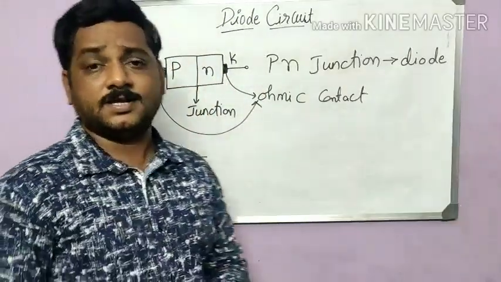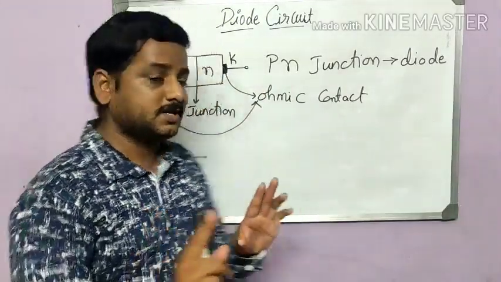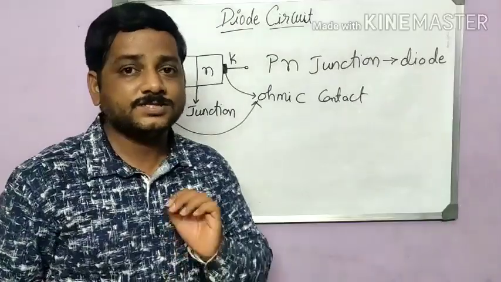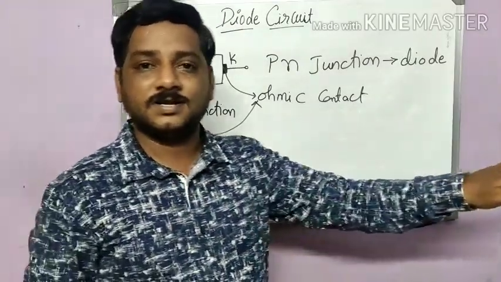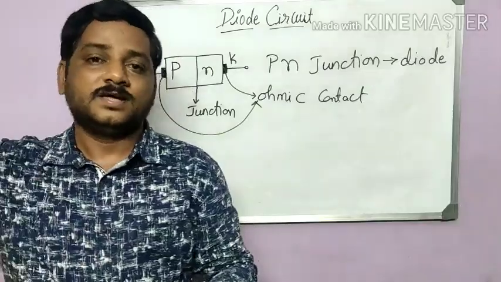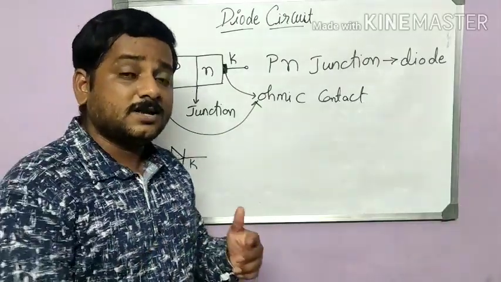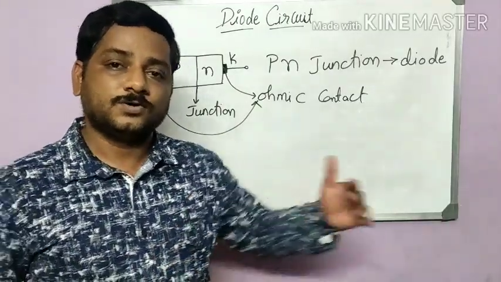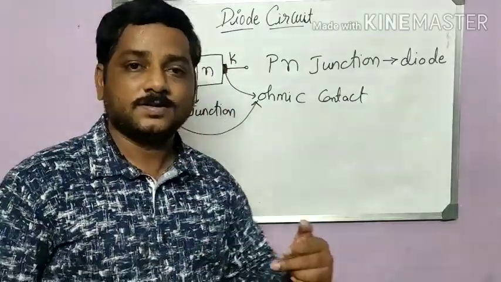I hope it's clear. The definition of a diode is: it is a two-terminal electrode which allows the flow of current in one direction, whereas it opposes in the other direction. Now we will understand why it is going to oppose and how it will allow. That concept will be understood within a few minutes.